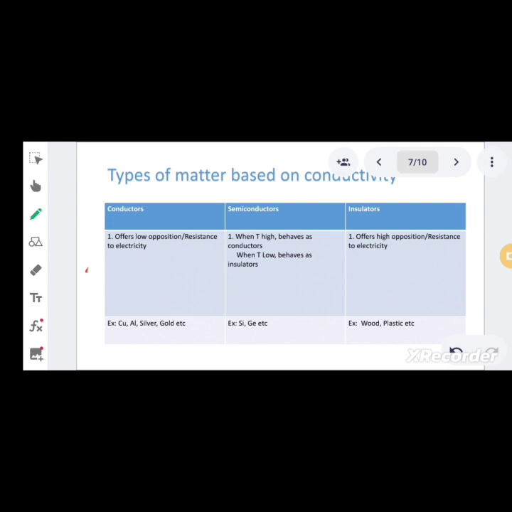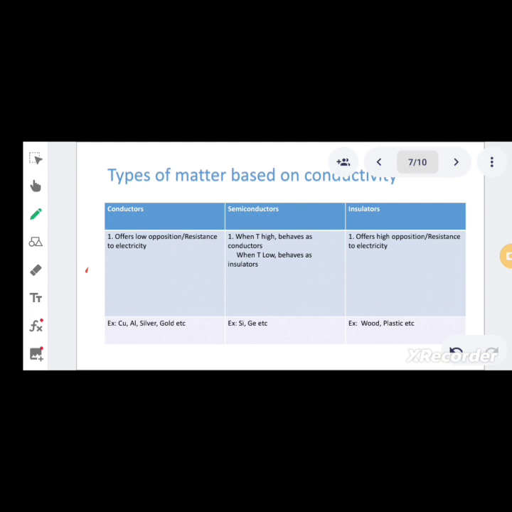For example, copper, aluminum, silver, gold, etc. offer low opposition. They are conductors. They offer low opposition or resistance to electricity. On the other hand, insulators such as wood, plastic, etc. will offer high opposition or resistance to electricity.